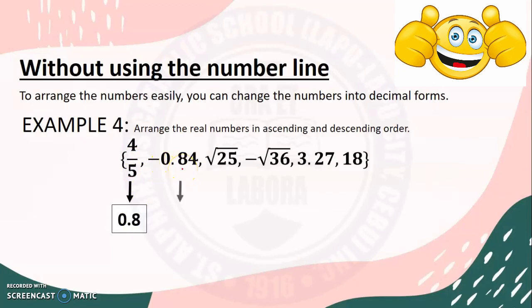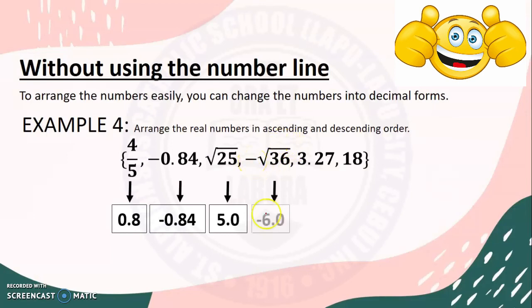Next, negative 0.84, which is already in decimal form, so let's just copy. Then, the principal square root of 25, which is 5.0 or 5. It's okay if you will not write 0 here. Next, negative square root of 36, which is the principal square root of 36 is 6, but there is a negative sign, so this is negative 6.0 or just negative 6. Next, 3.27, which is already in decimal form, so that is 3.27. And then 18, which is 18.0 or just 18.